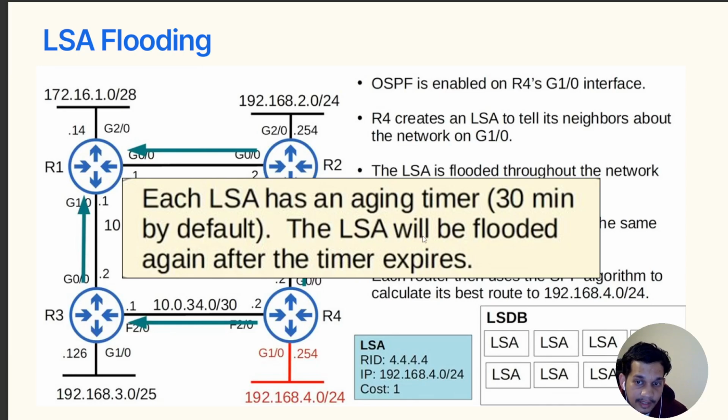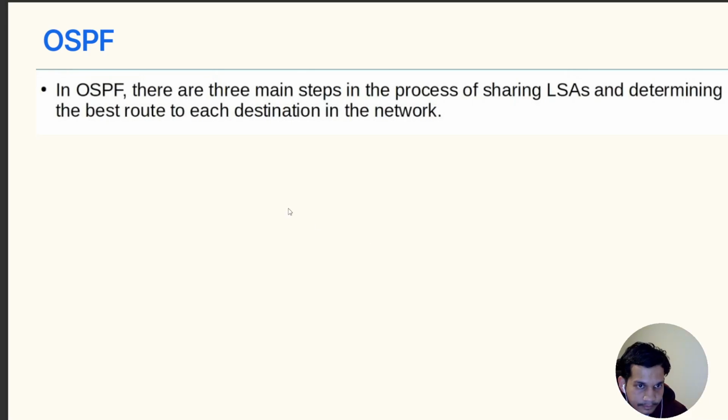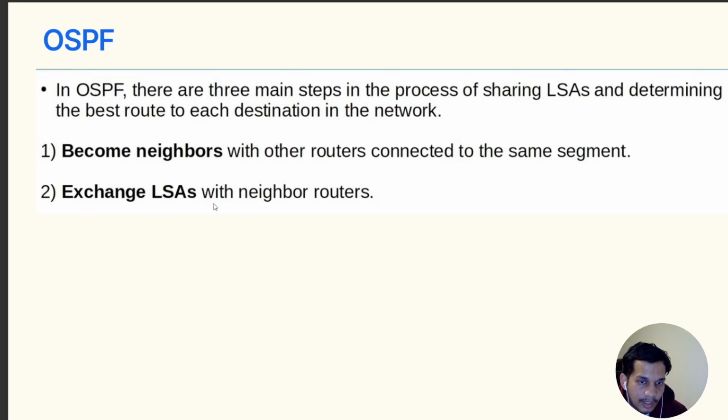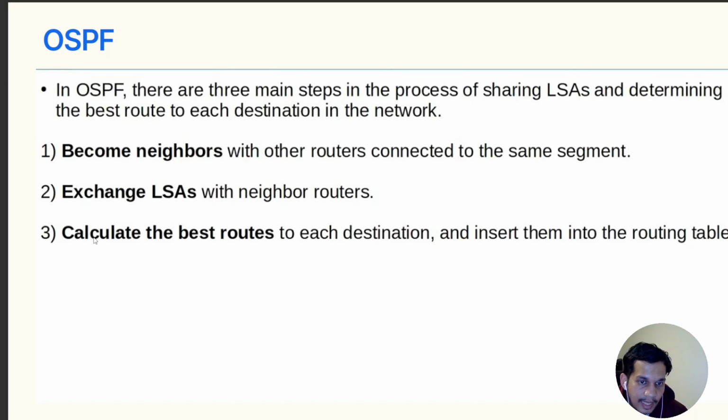So the LSA will be flooded again after the time expires. In OSPF there are 3 main steps in the process of sharing LSAs and determining the best route to the destination. First, it becomes neighbor with the other routers connected to the segment, and then it exchanges LSAs as we saw before with the neighbor routers, and then calculates the best route to each destination and inserts them into the routing table.